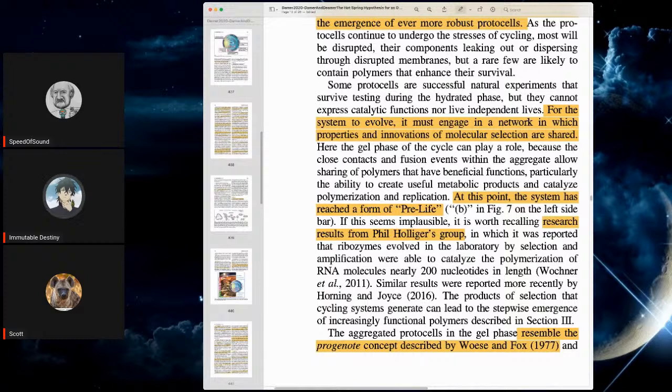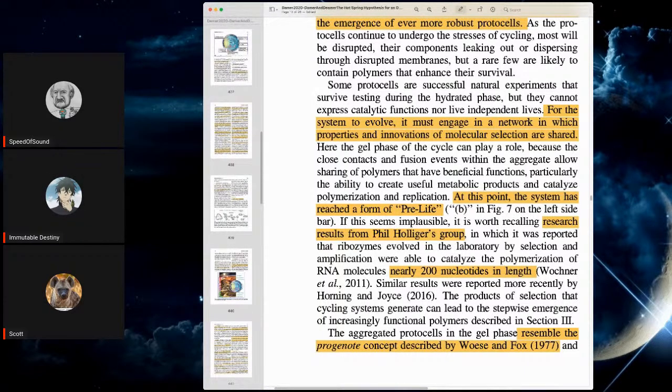At this point, the system has reached a form of pre-life, B in Figure 7, on the left sidebar. If this seems implausible, it is worth recalling research results from Phil Holliger's group, in which it was reported that ribozymes evolved in the laboratory by selection and amplification were able to catalyze the polymerization of RNA molecules nearly 200 nucleotides in length. Similar results were reported more recently by Horning and Joyce, 2016. The products of selection that cycling systems generate can lead to the stepwise emergence of increasingly functional polymers described in Section 3.